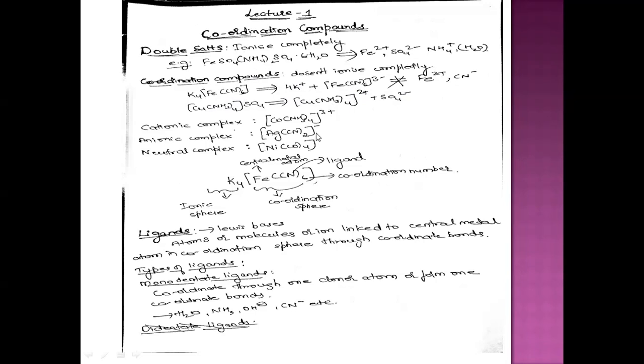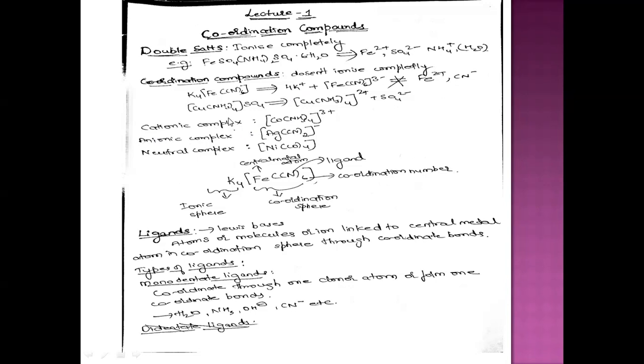Now, based on the charge acquired by the coordination sphere after dissociation, the coordination compound is classified into 3 major complexes. One is the cationic complex.